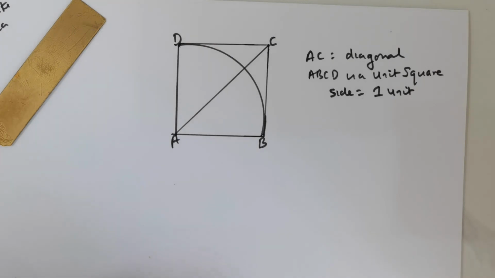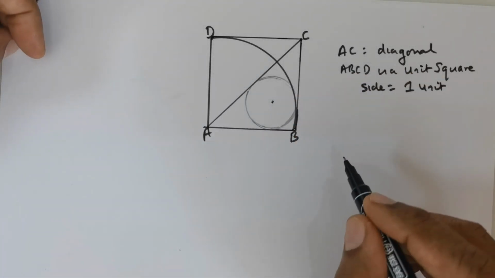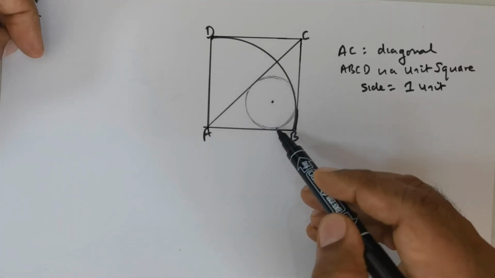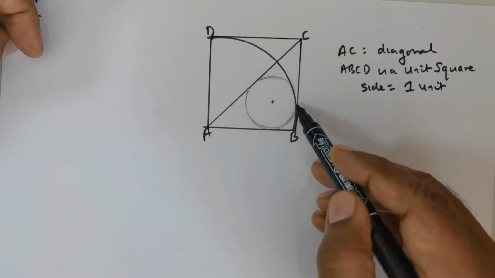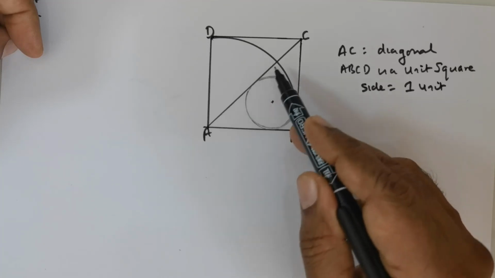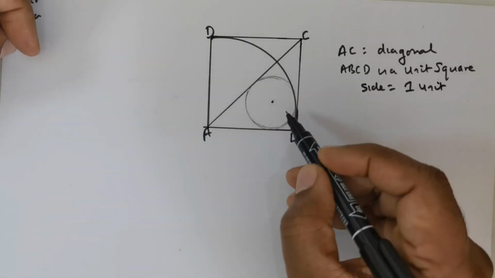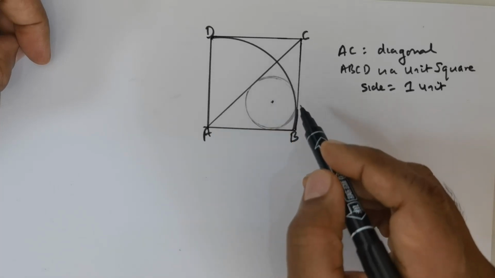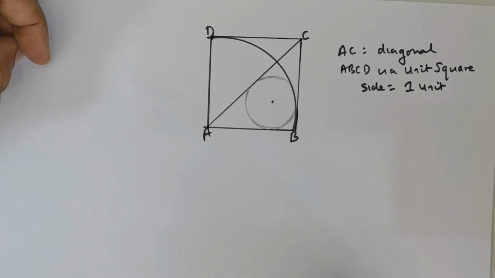Now the diagram does not stop there. Okay, so I've got a circle inside the quarter circle. So this is the circle inside, and the circle is touching. There is a point of contact with the quarter circle over here. There's a point of contact over here with the diagonal, and there is a point of contact here. So figure is not to scale. I've tried my best to squeeze the circle inside the quarter circle. So this is the figure.